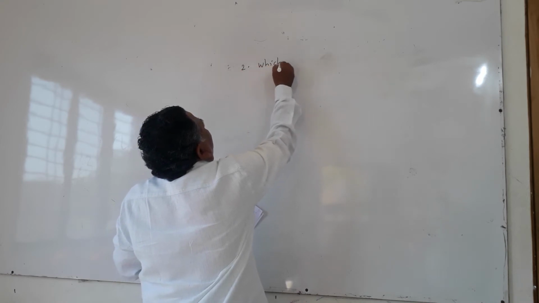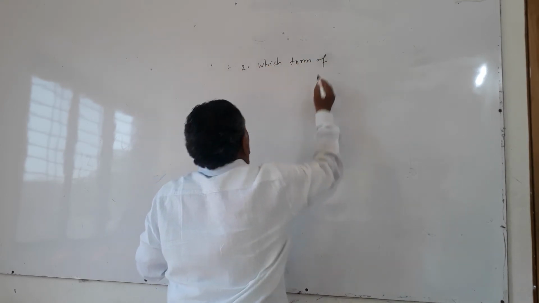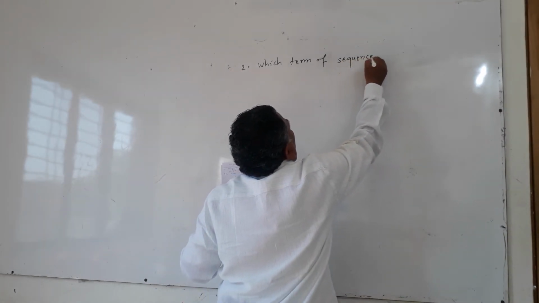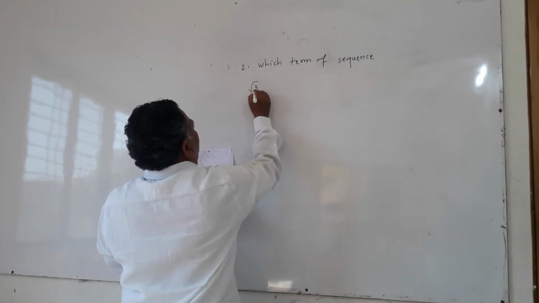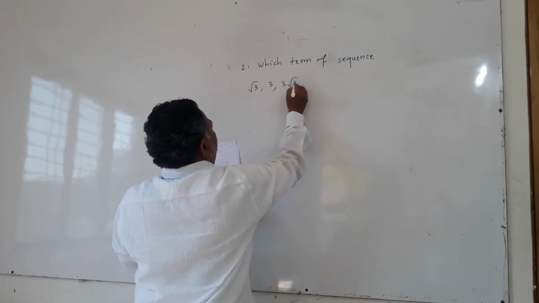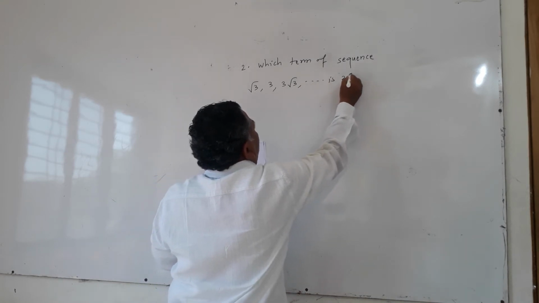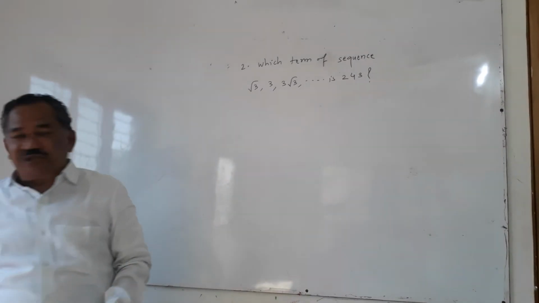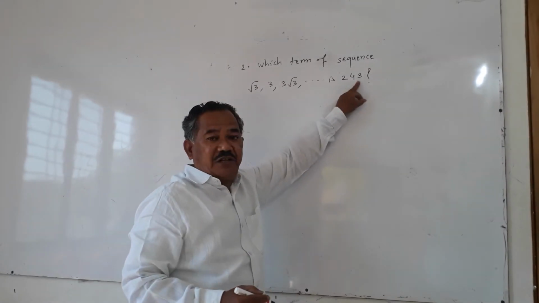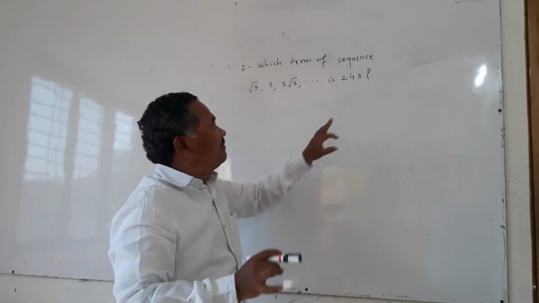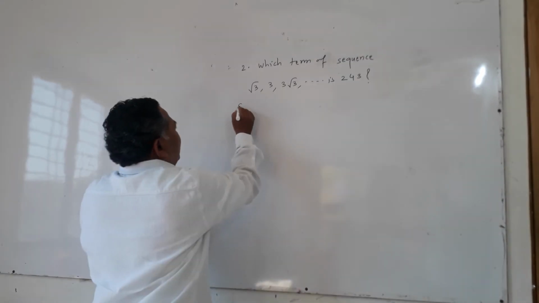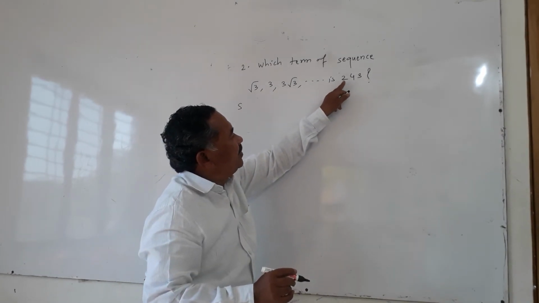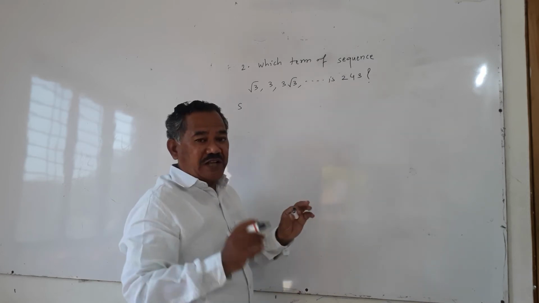Which term of the sequence, that is root 3, 3, 3 root 3, and so on, is 243? That is, in which term there is 243. That part we have to determine, that is the value of n we have to obtain. See here, this is the first term, this is the second term, this is the third term, like that, and we have to obtain in which term there is 243.